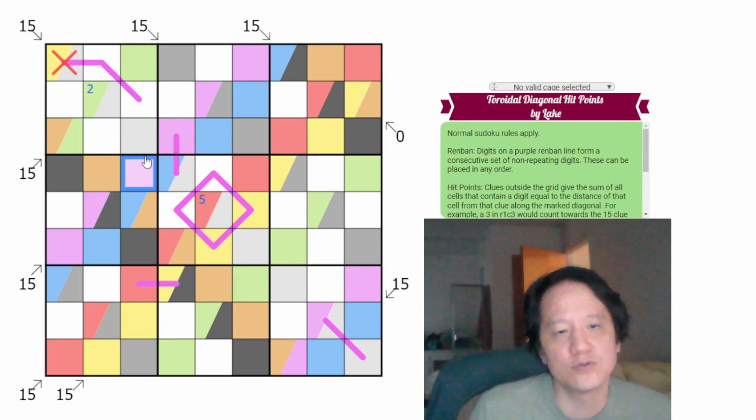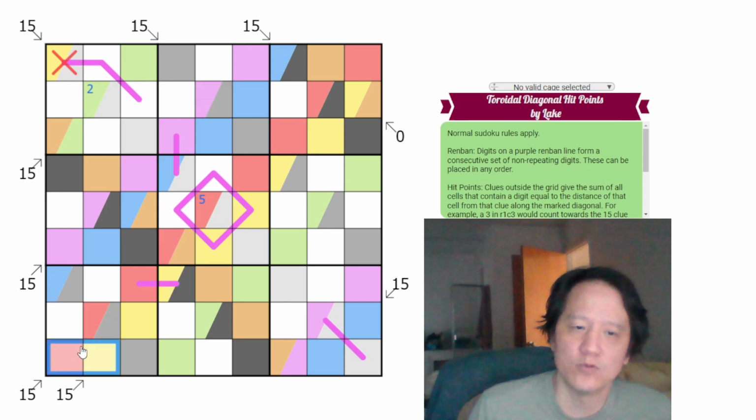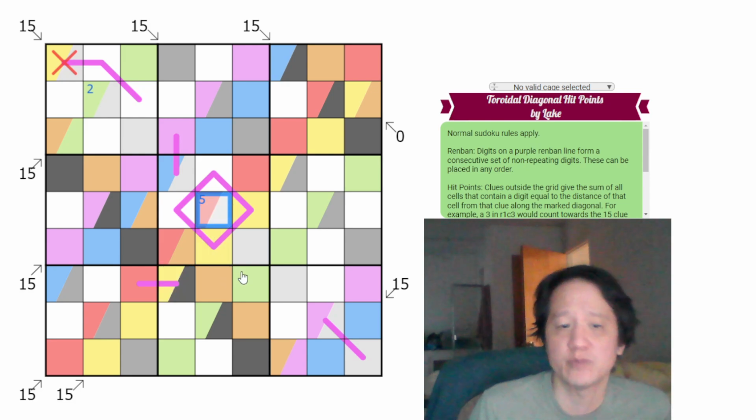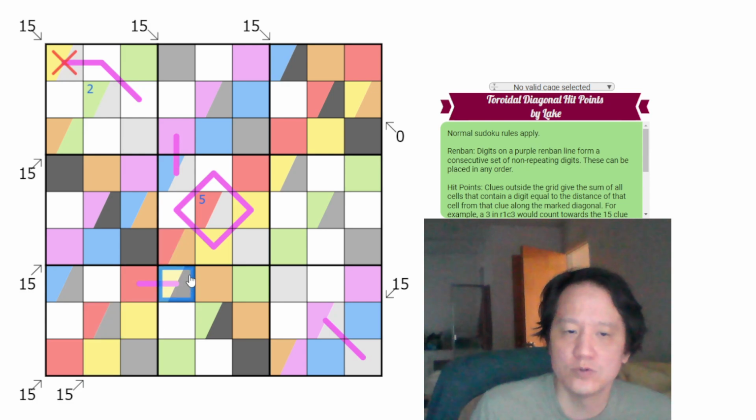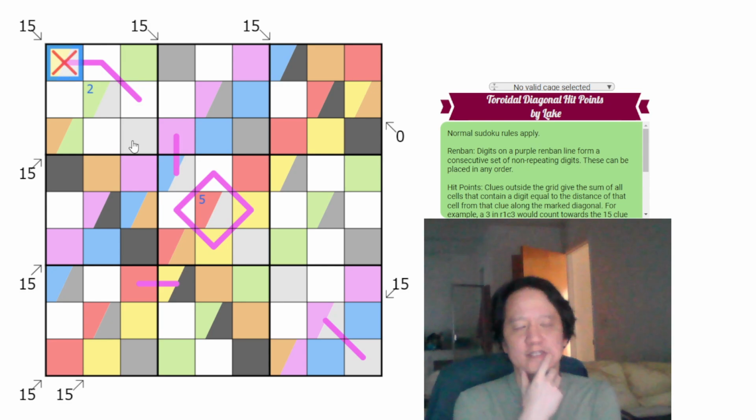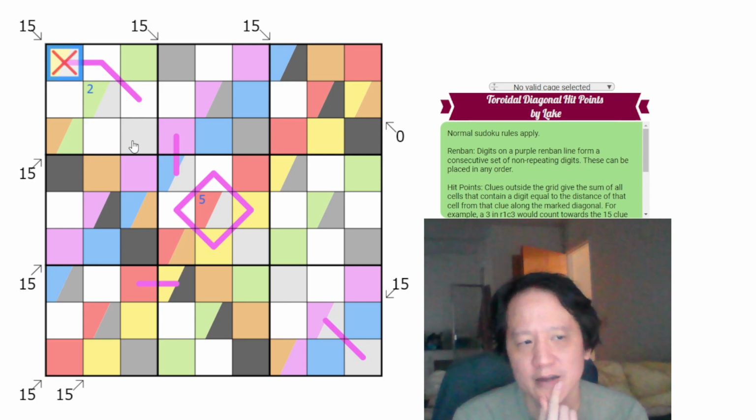1, 2, 3, 4. This would have to be 5, but that's 5. So that's possible. 1, 2, 3, 4. This would have to be 2 then. That's 5. So that's possible. 1, 2, 3. This would have to be 4. This would be 4 and 5. That's possible. 1, 2. Okay, so that wasn't very useful. So the only one we eliminated was the top left hit point diagonal.